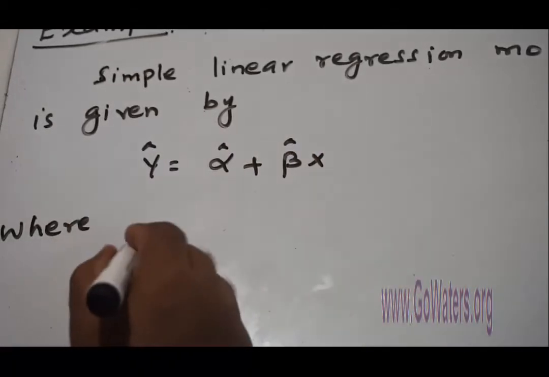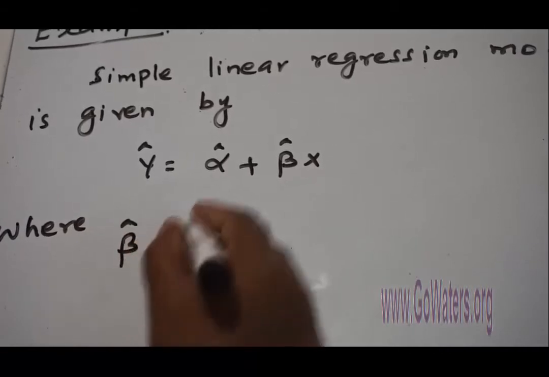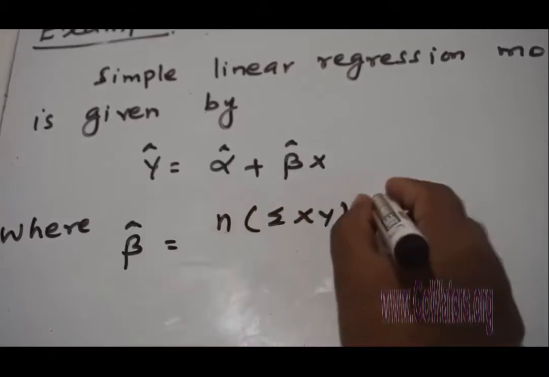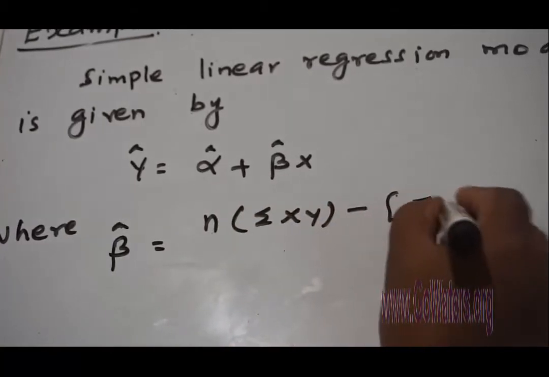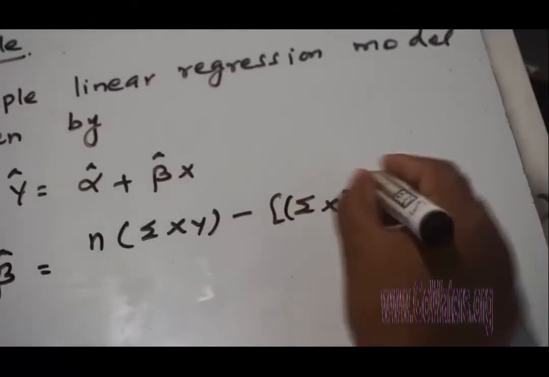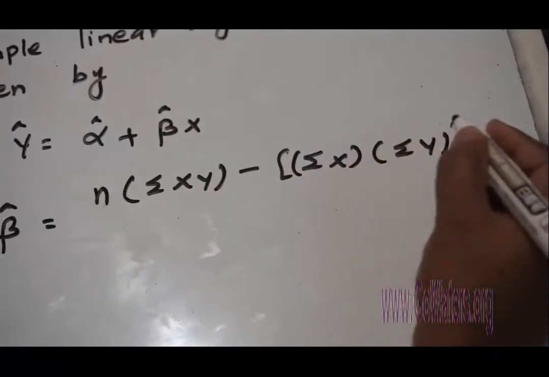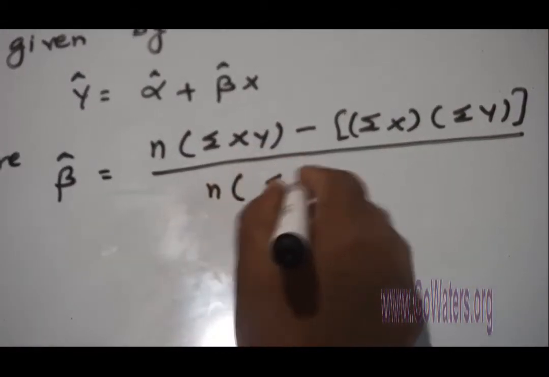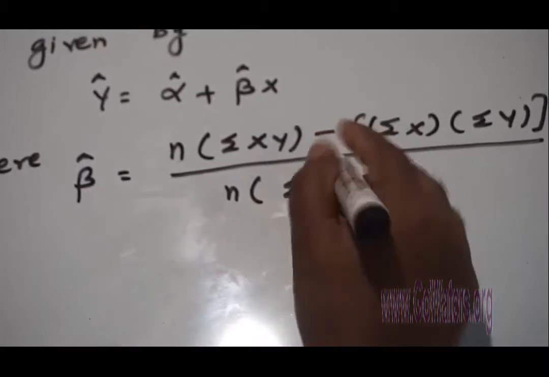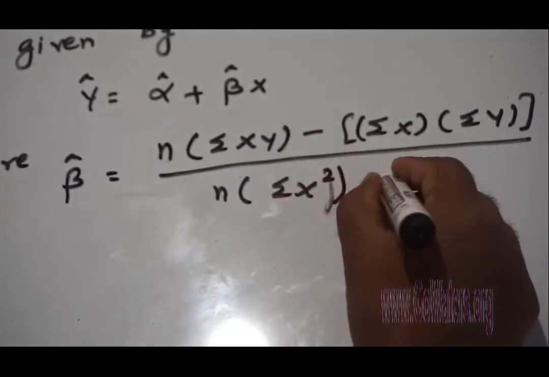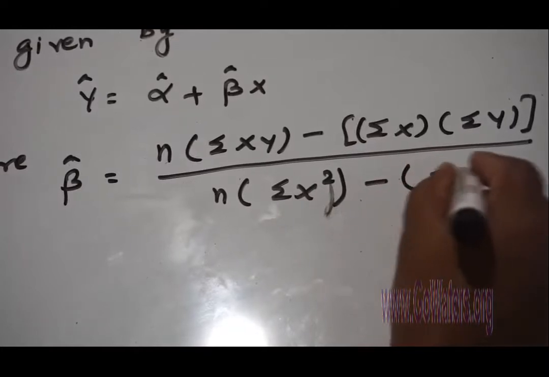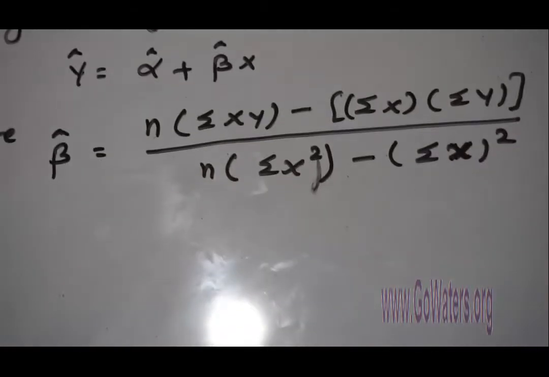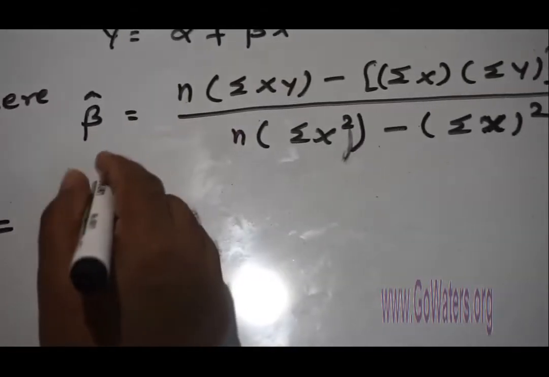So beta hat equals, and I'm just repeating the formula, summation xy minus sum x into sum y, the whole divided by n times sum x square minus sum x, all square. Okay, so I'm just going to plug in these values here.